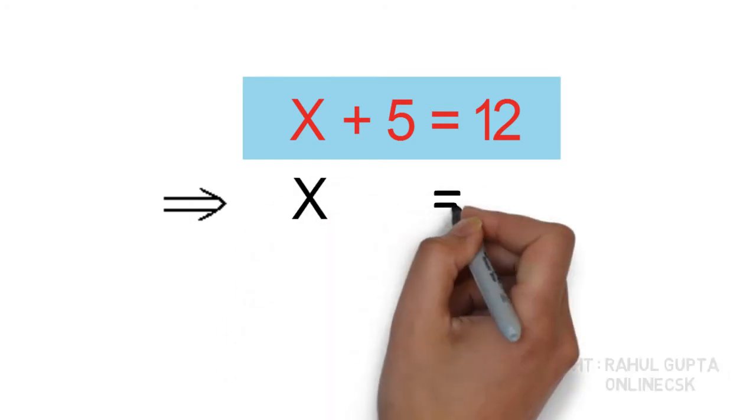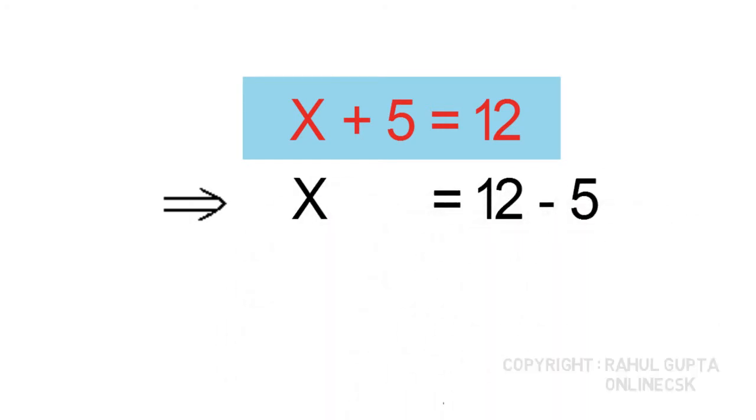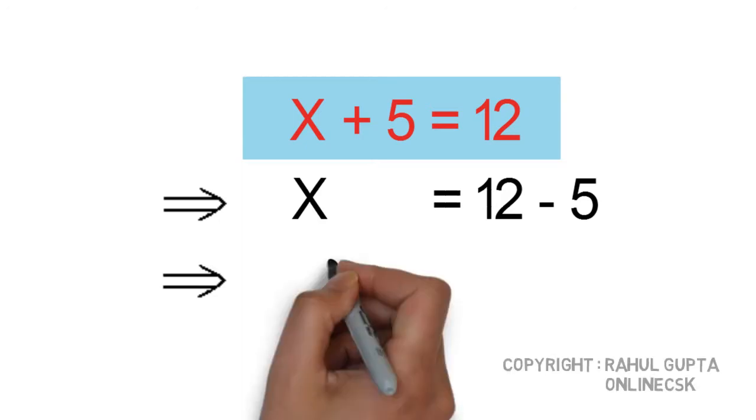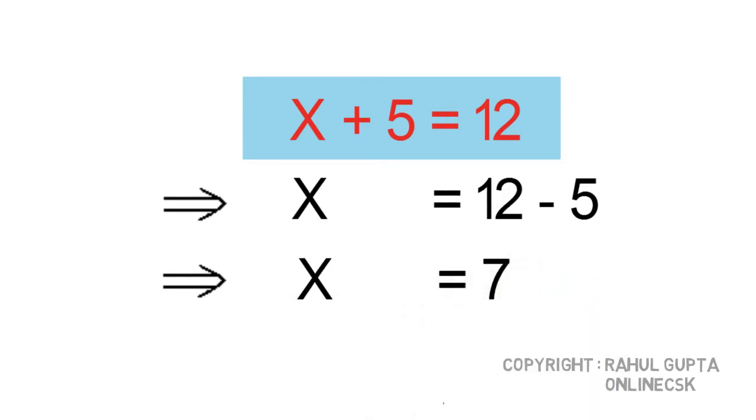So here x is equal to 12 minus 5. And 12 minus 5 is 7. So x is equal to 7. This is as simple as this. Now take a look at the next question.